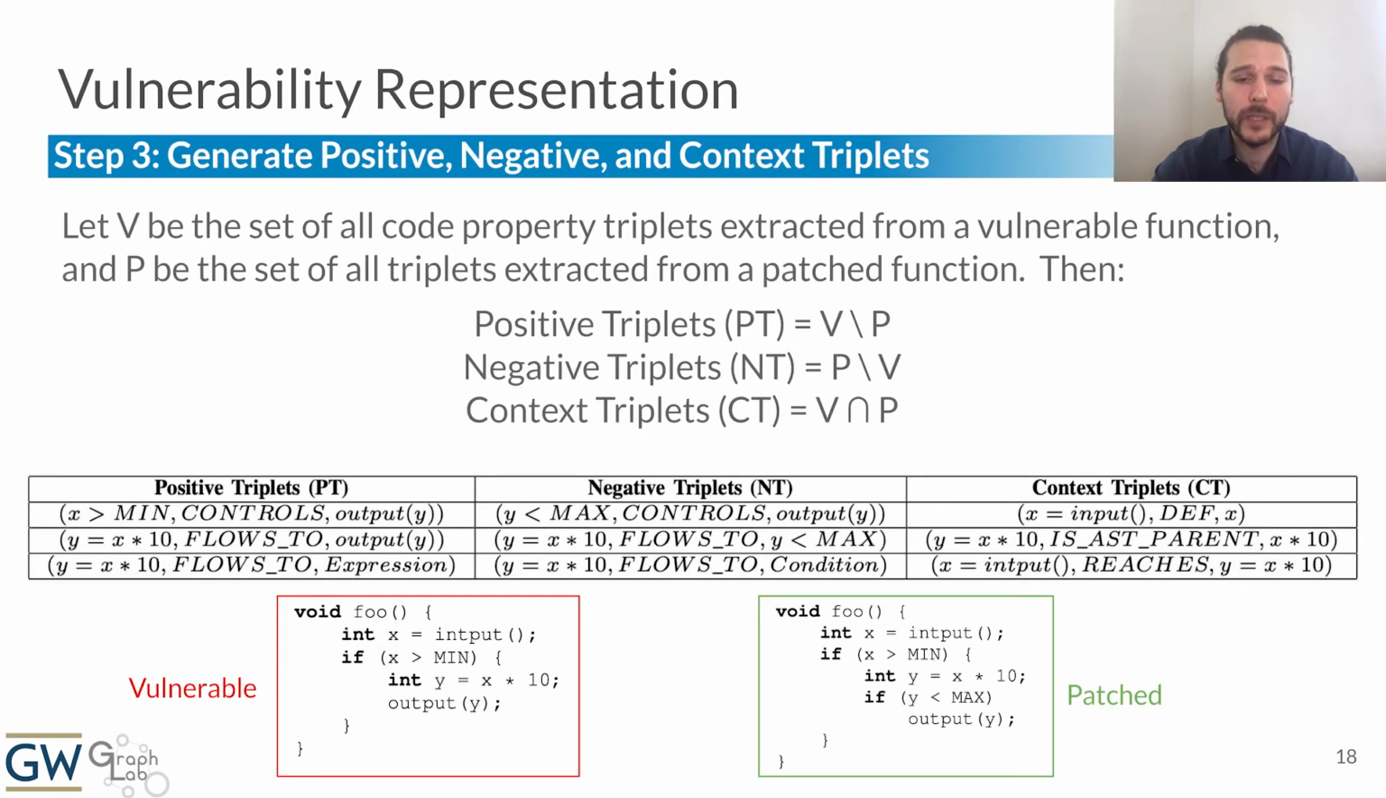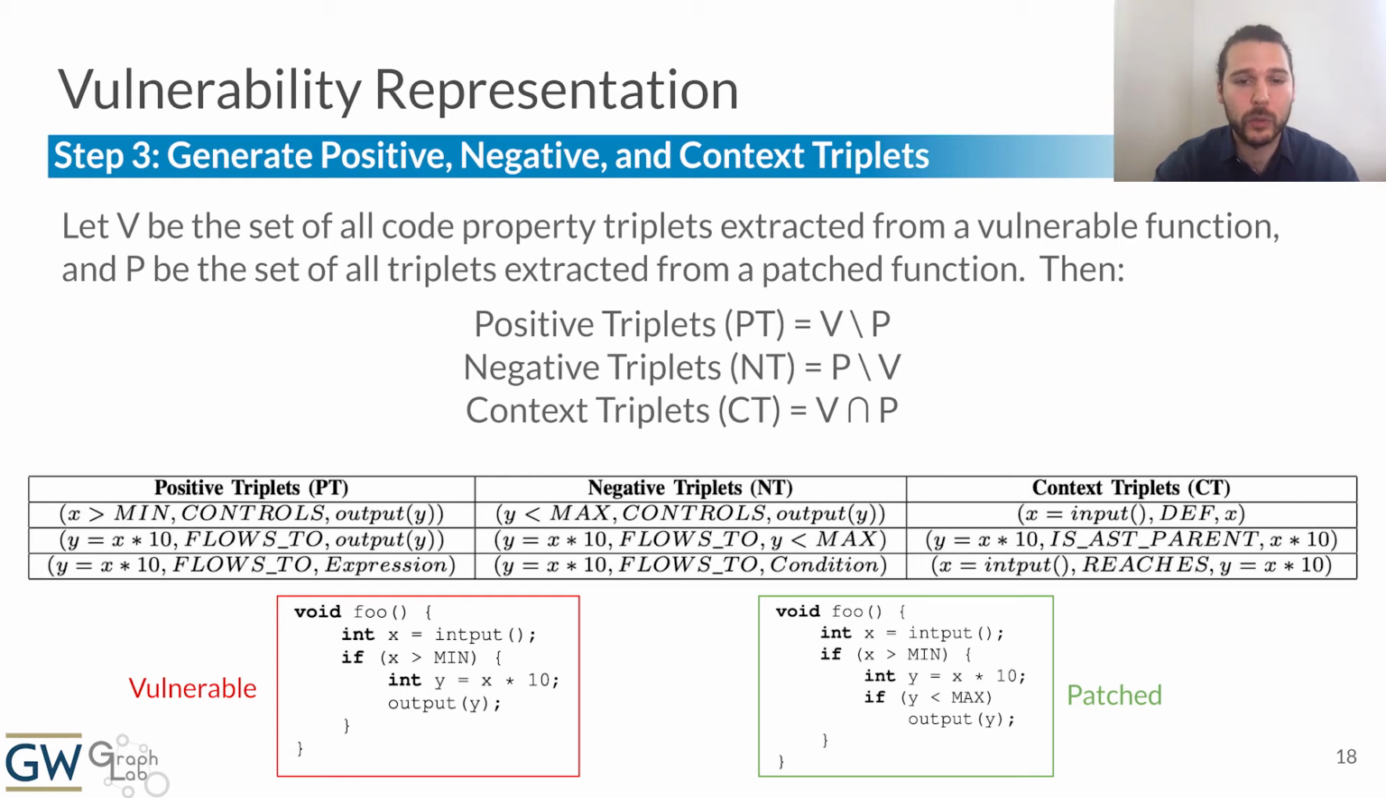Finally, we generate our positive, negative, and context code property triplets as follows. If we let V be the set of all code property triplets from a vulnerable function, and P be the set of all code property triplets from a patched function, then we define the positive triplets as V take away P, negative triplets as P take away V, and the context triplets as V intersection P.